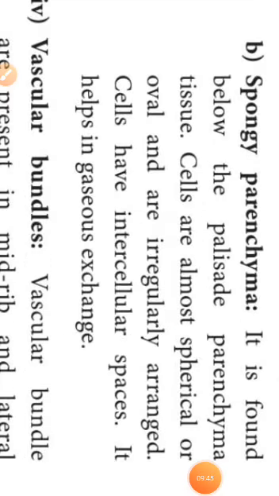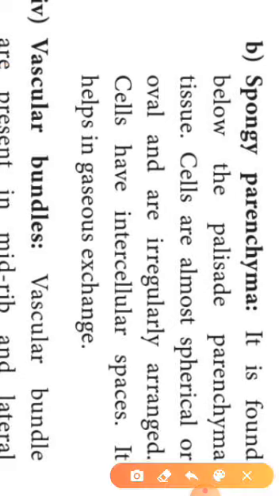Second one is spongy parenchyma. It is found below the palisade parenchyma tissue. Cells are almost spherical or oval and are irregularly arranged. Cells have intercellular spaces. It helps in gaseous exchange.